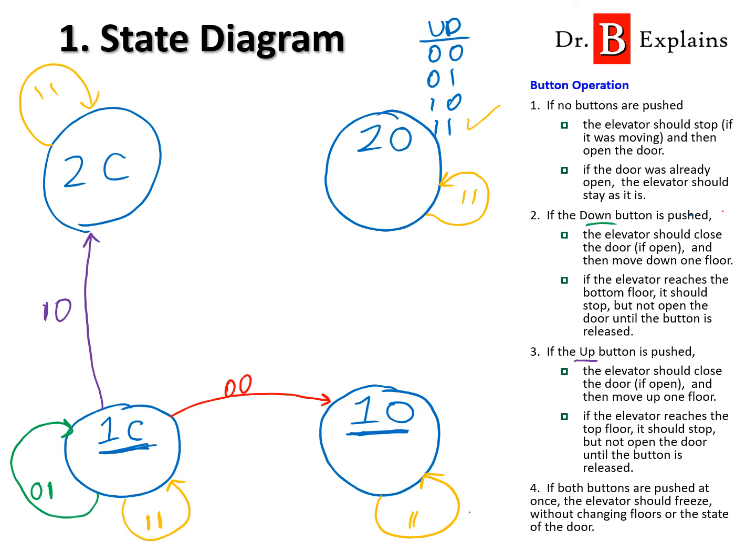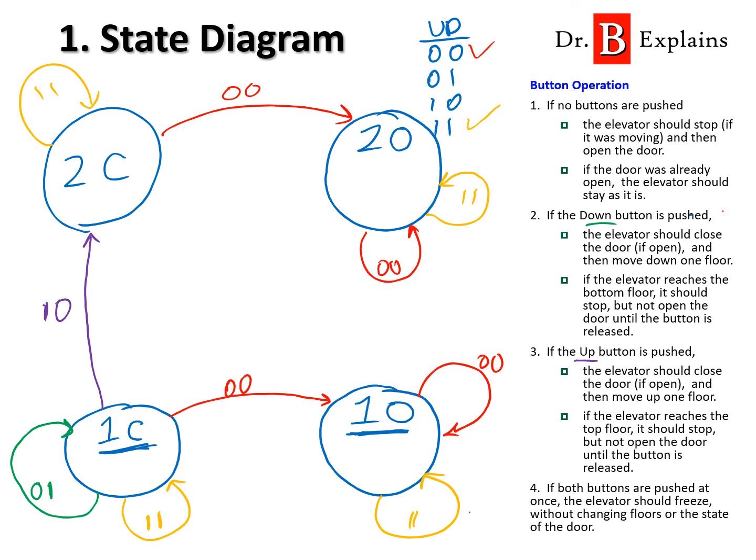Similar case with the 0, 0. It says that the elevator should stop and then open the door. And if the door was already open, it stays like that. So it's saying that if it's closed, it should open. So I go do this one. And if it's open, it stays the same. So I go do this one too. So 0, 0. And now you can see that I have 1, 2, 3, and 4 of my combinations. So each of these states we already counted all the 0, 0s.